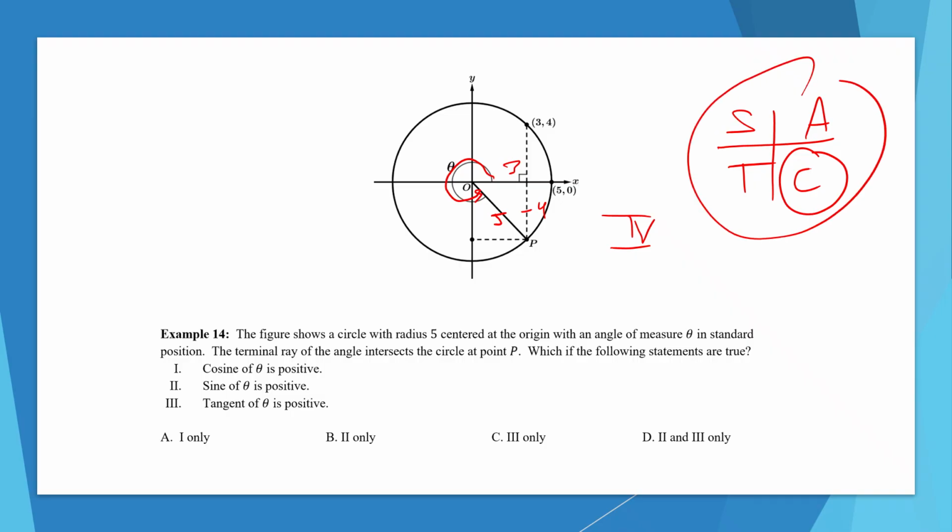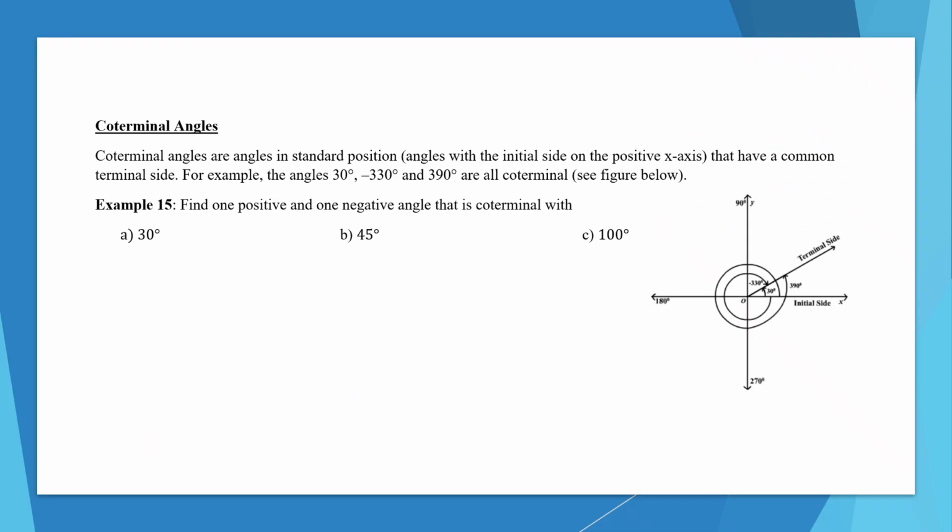So here, only cosine is positive, so 1 is true. Sine is negative, and tangent is also negative. So A should be our correct answer for example number 14. And finally, we're going to talk about coterminal angles.